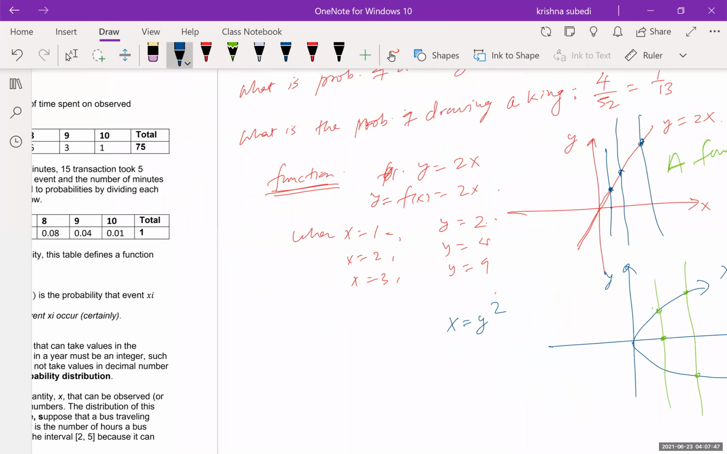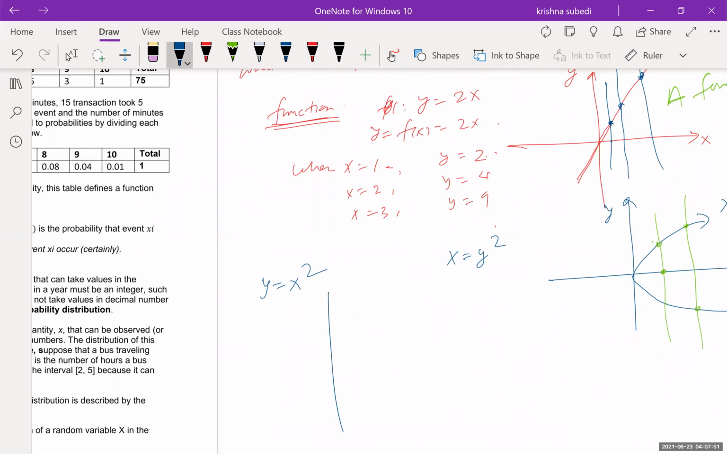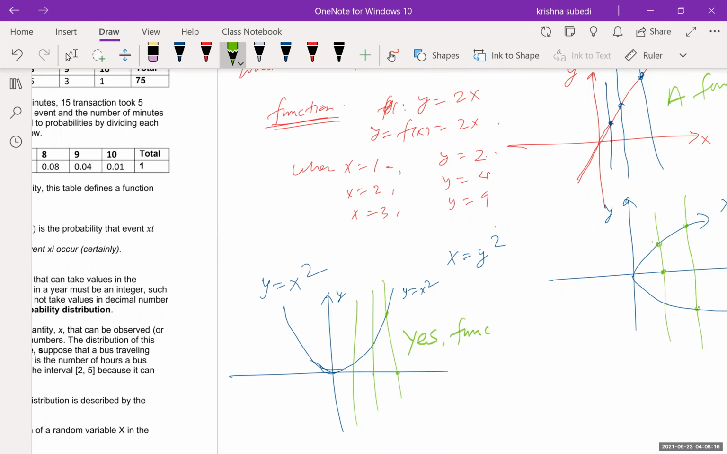Whereas if you look at y equals x squared, for example, is this a function? Let's check. y equals x squared is a parabola. If I draw a vertical line, notice that each vertical line crosses the graph at only one point. That means for each x there is one y. Yes, this is a function. So you already know that.